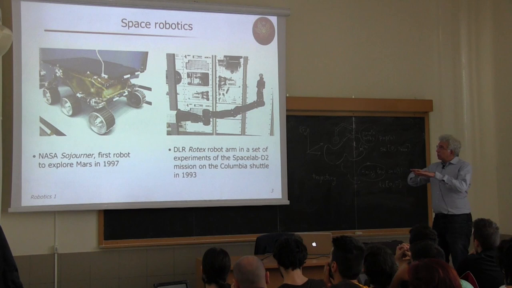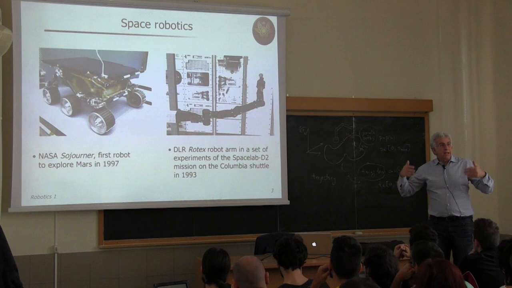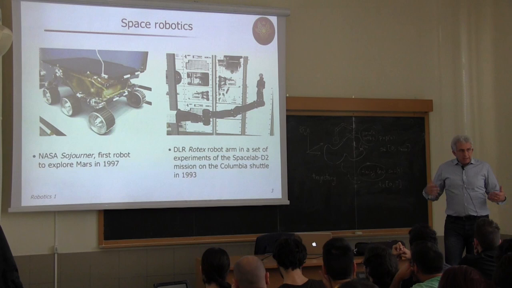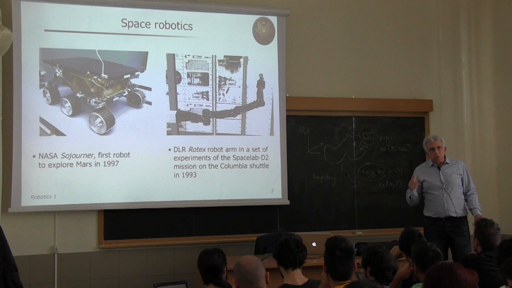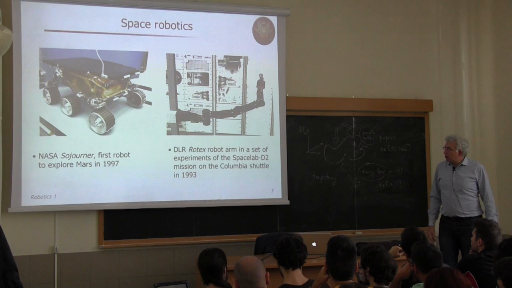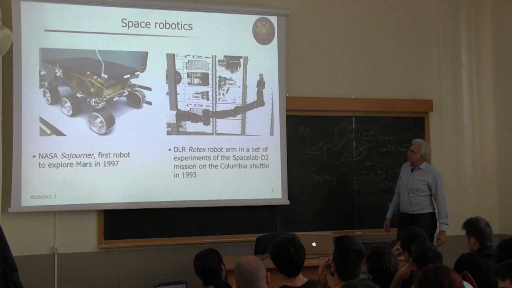On top, you see this plate is full of solar cells, because this robot needs energy for mobility and has batteries, but these batteries have to be recharged. And Mars is quite farther away from the sun than our planet, Earth. So this is a very critical aspect, to keep this clean and to point them in the right direction.